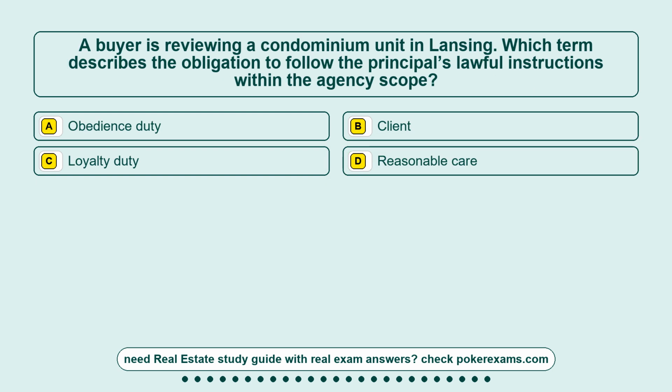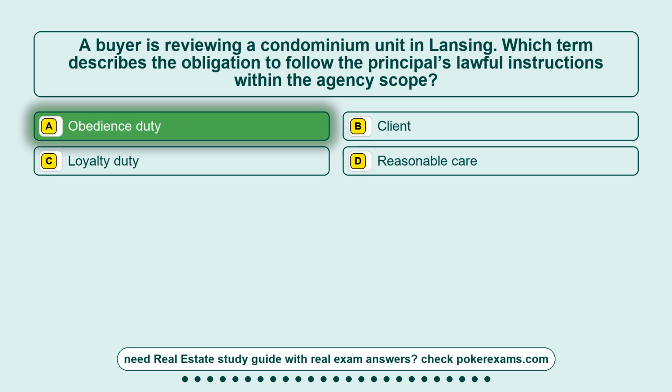Question 25. A buyer is reviewing a condominium unit in Lansing. Which term describes the obligation to follow the principal's lawful instructions within the agency scope? Option A, obedience duty. Option B, client. Option C, loyalty duty. Option D, reasonable care. The correct answer is option A, obedience duty.